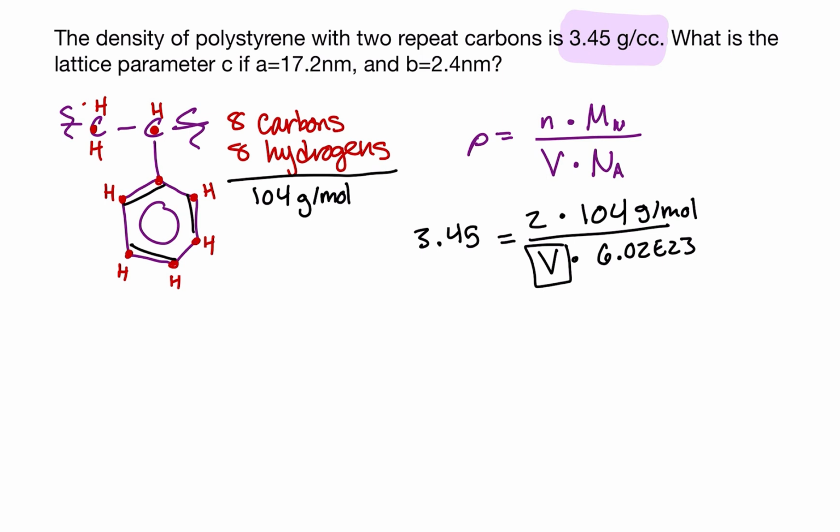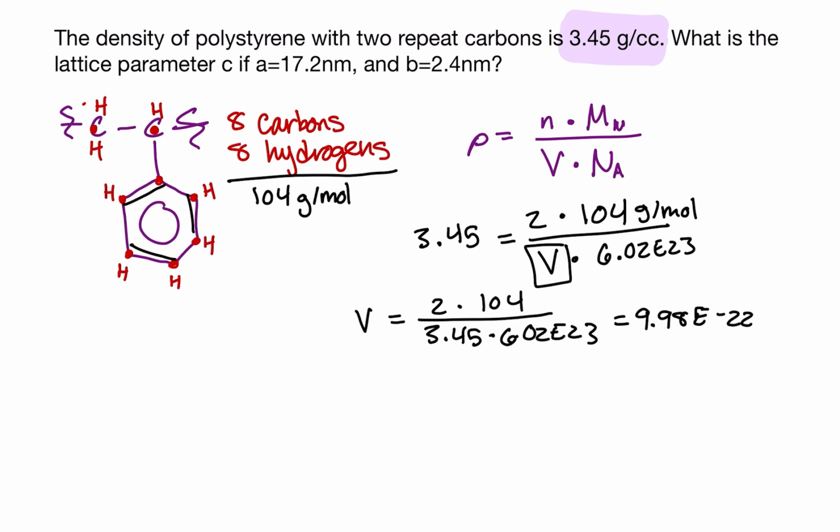So if we separate this out, we can solve for V. We just have to get V alone on one side. So we're just going to switch the spots. V equals 2 times 104 over 3.45 times 6.02. There we go. And this gives us V, which you can solve yourself to check, but it's going to be 9.98 times 10 to the negative 22nd. And if we check the units, this is going to be in centimeters cubed. You can go ahead and check those units as well.